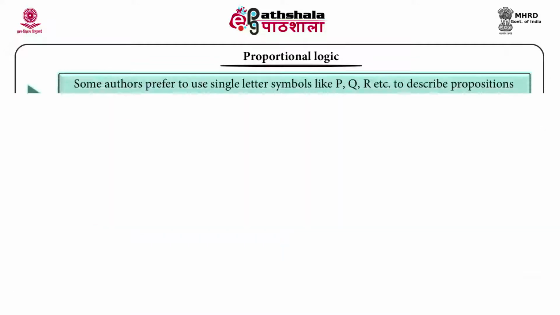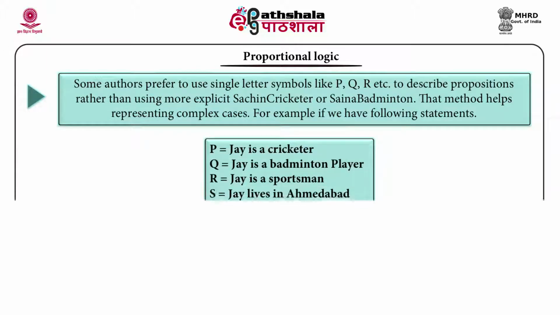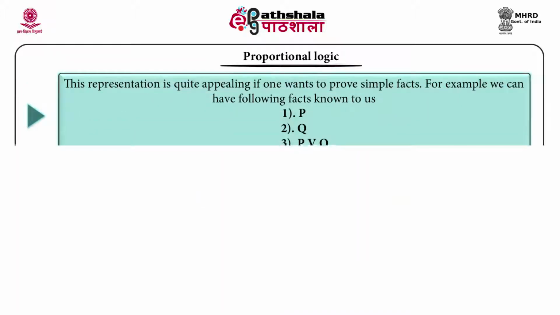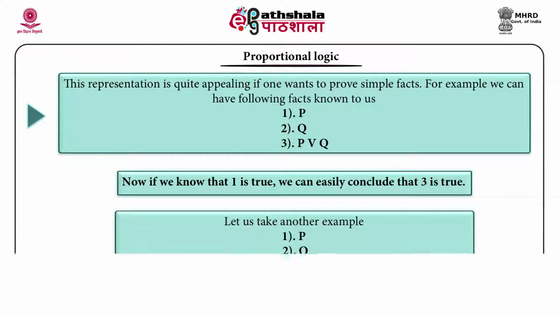In many cases, people do not use these long phrases, they use only single character representation. Like for Sachin cricketer you just have P, and Saina badminton will have Q, and so on and so forth. What is the advantage? The advantage is that you can represent a huge long statement in a very short form. The next slide shows you that P is Jai is a cricketer, Q is Jai is a badminton player, R is Jai is a sportsman, and S is Jai lives in Ahmedabad. If you want to state that Jai lives in Ahmedabad and he is either a cricketer or a badminton player, we can represent that as S and, in brackets, P or Q. Now, you can see that is a very compact way of representing, obviously not very readable, but it is good. Both forms are used.